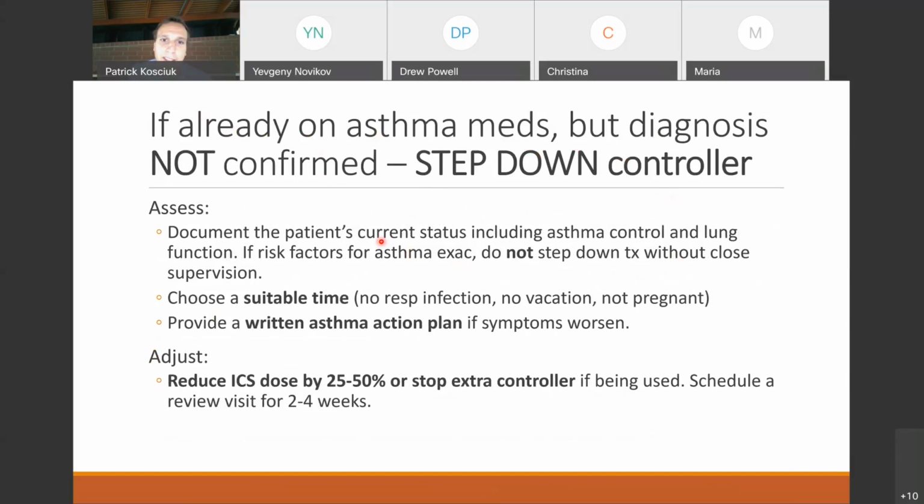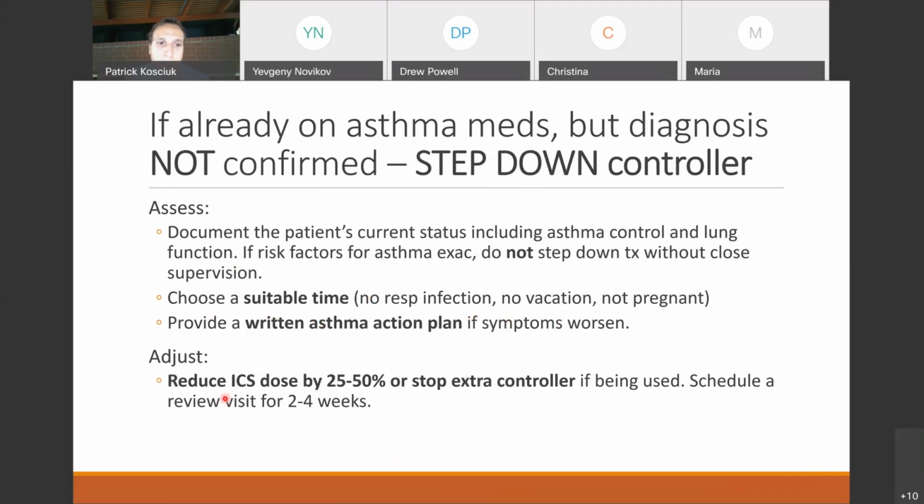If they are at high risk for having exacerbation, try not to do the step down. You need to really closely monitor these patients if you do. Find a good time for the patient. Again, no overlying comorbidities that are acute during that time, including pregnancy. And then also give them a written asthma action plan. This is an important step for everybody.